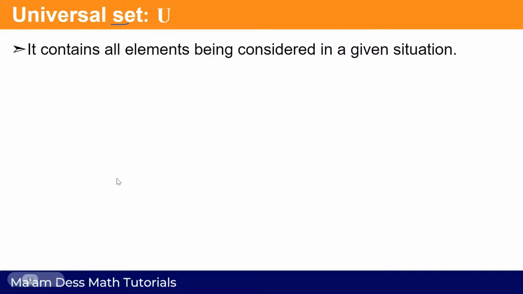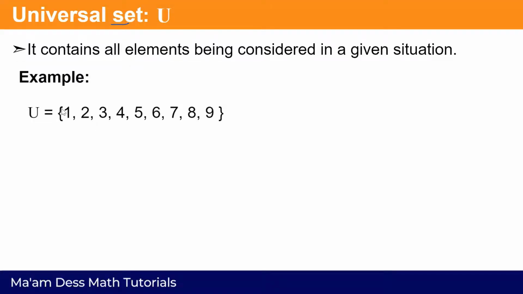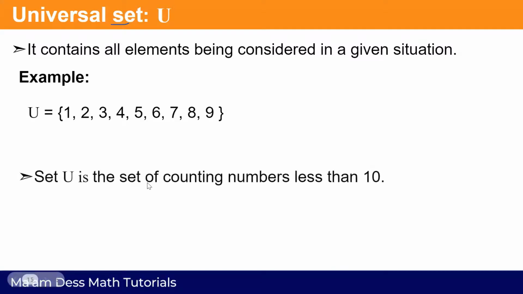Universal set. U is the symbol for universal set. It contains all elements being considered in a given situation. So again, all elements. Kaya po tinawag na universal set. Example, set U contains 1, 2, 3, 4, 5, 6, 7, 8, and 9. Set U is the set of counting numbers less than 10. Kasi po, 1 to 9 lang. So, this is a universal set.